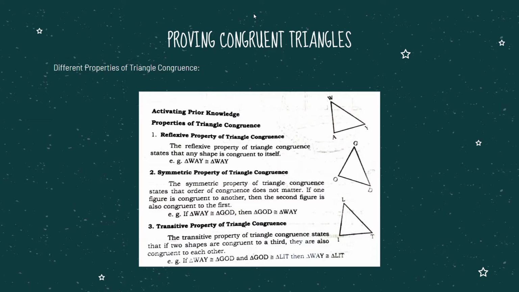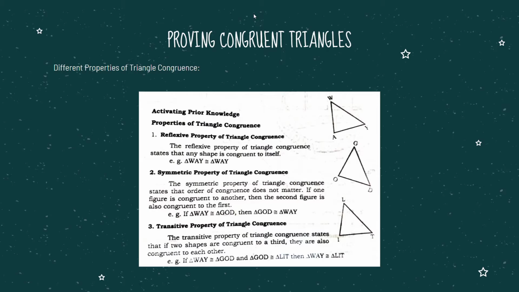Next, number 2, symmetric property of triangle congruence. The symmetric property of triangle congruence states that order of congruence does not matter. If one figure is congruent to another, then the second figure is also congruent to the first. For example, if triangle WAY is congruent to triangle GOD, then triangle GOD is congruent to WAY.